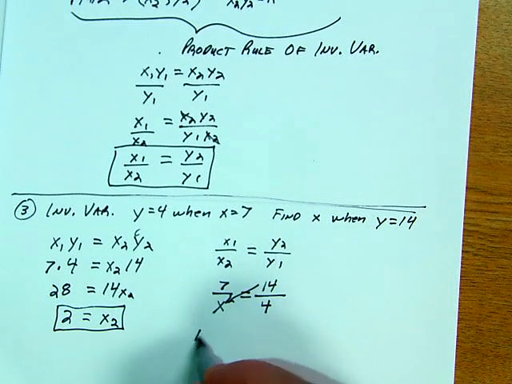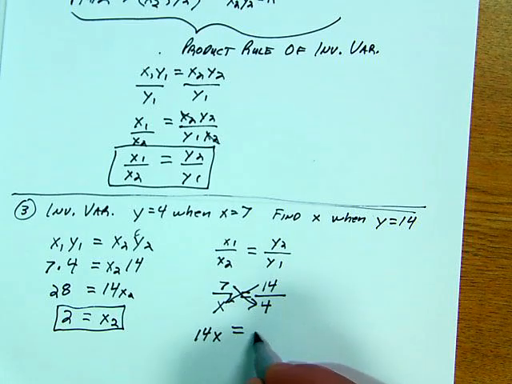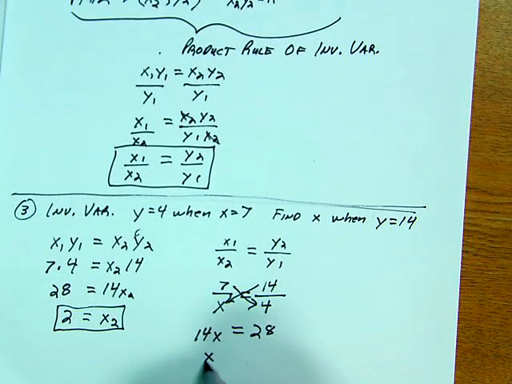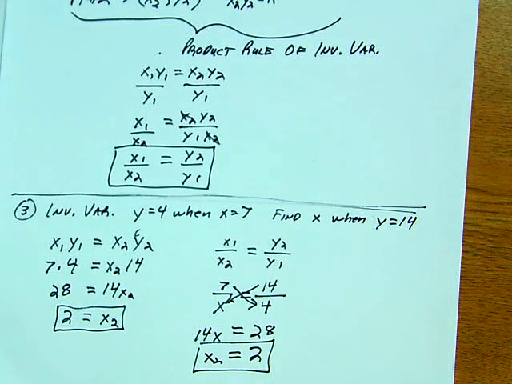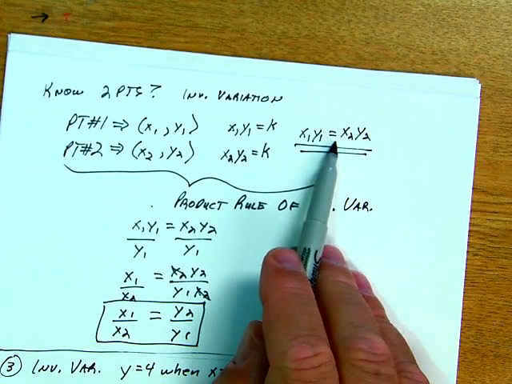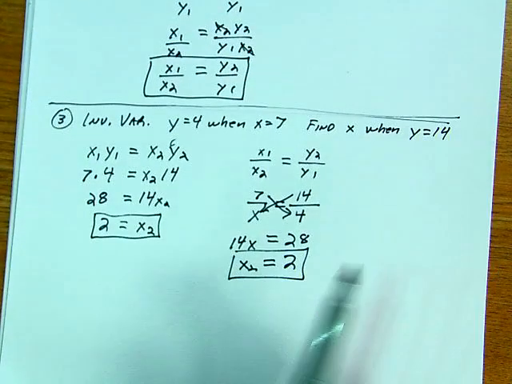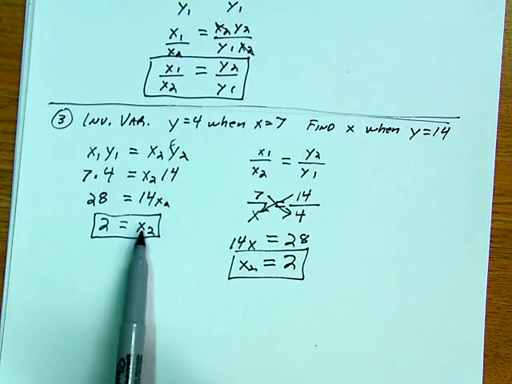Coming this way, I get 14x. Coming this way, I get 4 times 7, which is 28. Divide both sides by 14, and x is 2. And that is, x2 is 2. So we got the same answer using both the product rule formula and the proportion of the product rule formula. Both of those methods gave us the same answer.